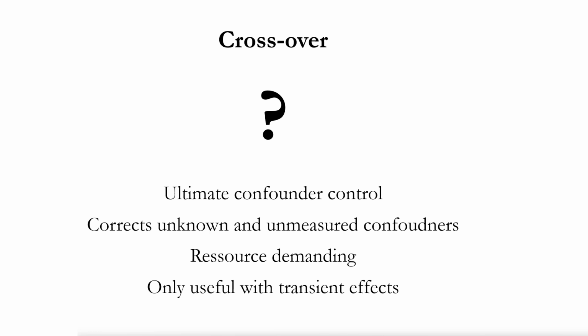Again, this corrects unknown and unmeasured confounders, because this will take care of everything, because we are doing this direct and randomized comparison. It is highly resource demanding, and of course this is only useful with a transient effect. If the drug affects the outcome in a delayed manner, a crossover makes no sense, since whatever you did in the first period will then affect your risk in the second period. So this only works if the effect you're looking at is immediate.